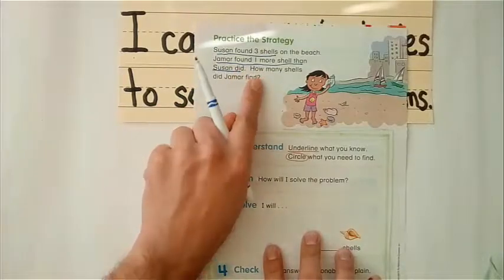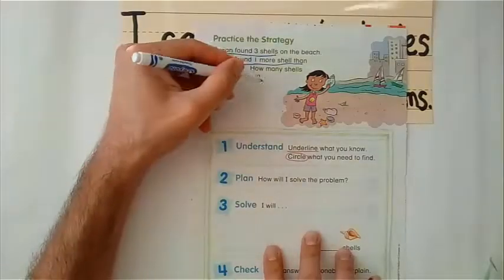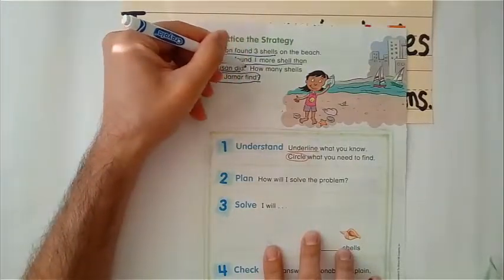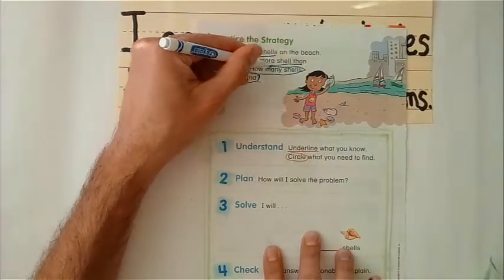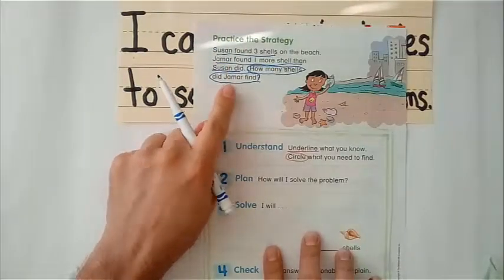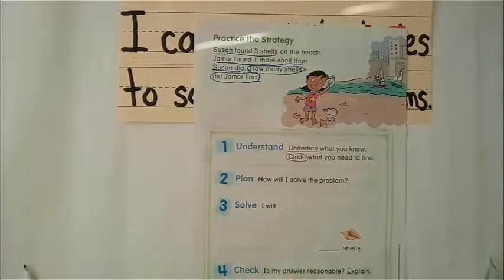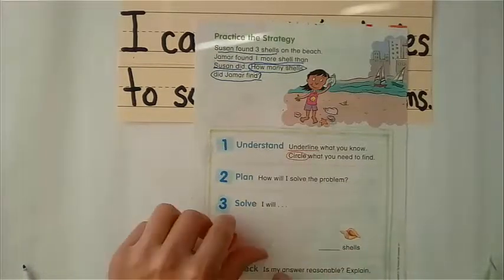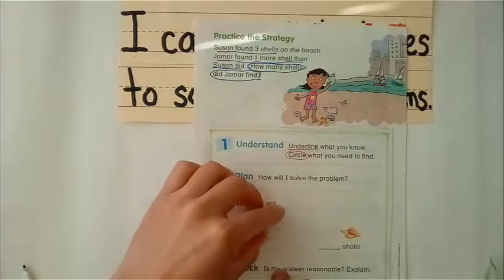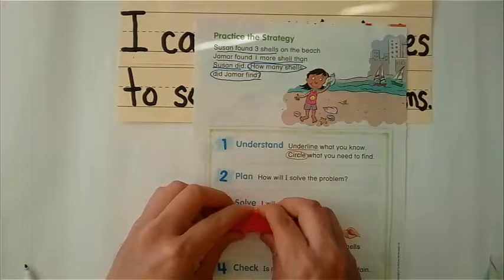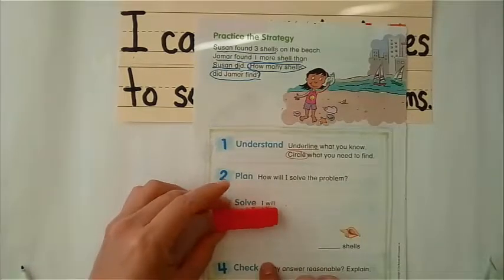Now it says, how many shells did Jamar find? And it has a question mark. So when there's a question mark, that means we're circling that because that's what we need to find out. How many shells did Jamar find? Well, let's see. I know that Susan found 3 shells on a beach. So I'm going to use my blocks to show how many shells Susan found. She found how many? 3. Okay?